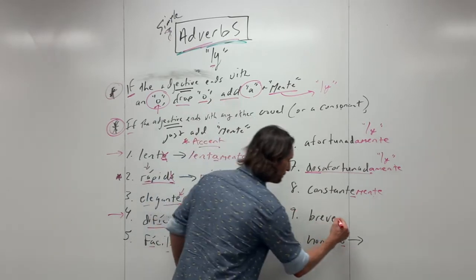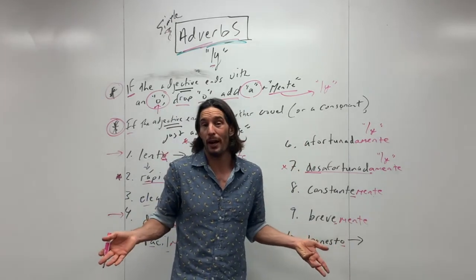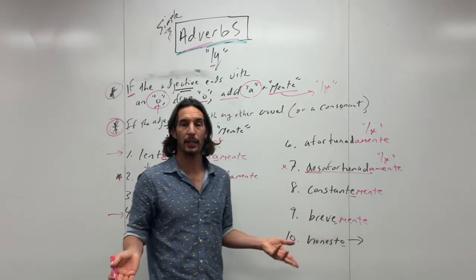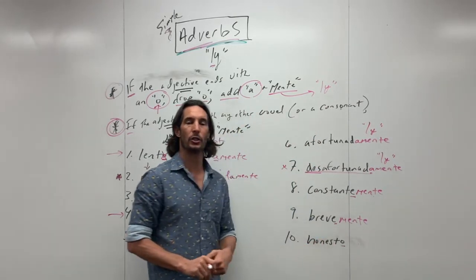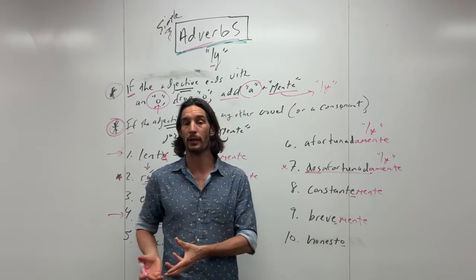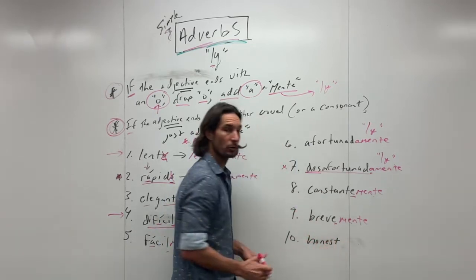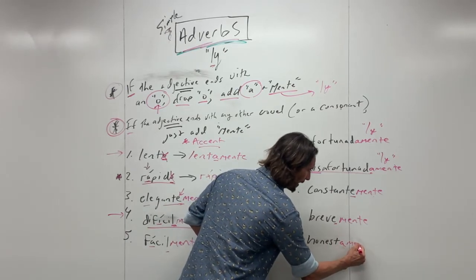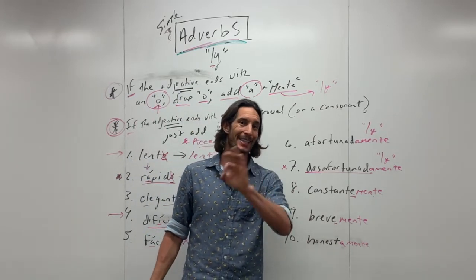And so we do brevemente, right? Brevemente. There's no O there. It is a vowel, but it's not an O, right? And so we just leave it as is and add mente. And then the last one, honesto. Honesto, that means honest, right? And so we want to go from honest as an adjective to honestly as an adverb, right? And again, it has an O, so we drop the O, we swap it out for an A, and then we add mente. So we go from honesto to honestamente, right?